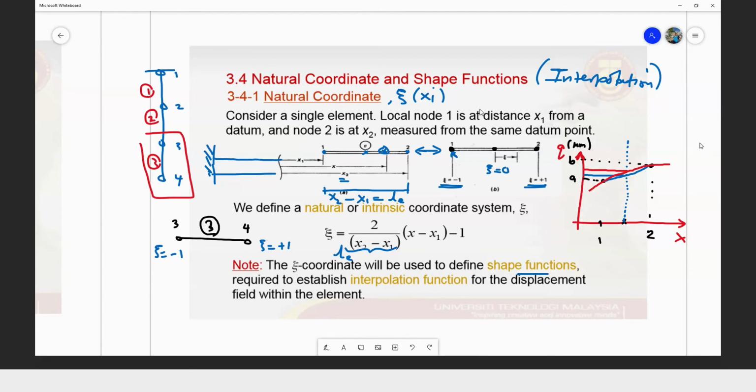So yang ni boleh faham natural coordinate system, which is basically kita boleh convert daripada Cartesian kepada natural coordinate system. Z boleh diperolehi daripada equation yang kita ada dekat slide ni, dan value of Z adalah sentiasa negatif 1 on the left hand side dan sentiasa positif 1 on the right hand side of each element.